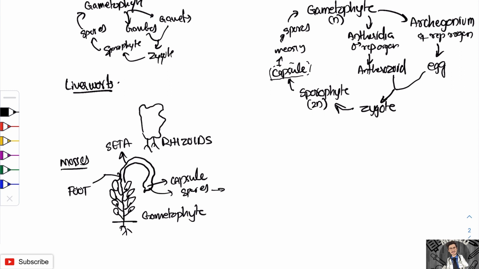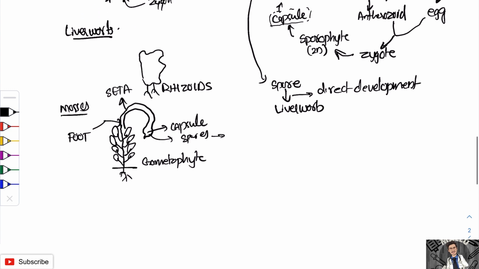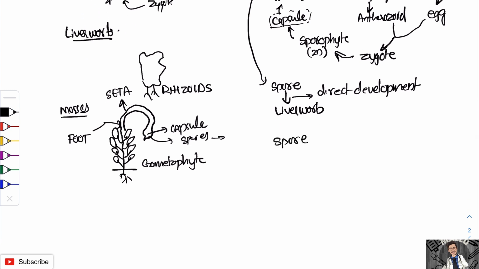All right, and now this spore has got two fates, right? If its fate is to become a liverwort, then it's direct development. But if it has to become a moss, then this spore divides and forms a long branched multicellular structure with buds. We call this the protonema stage of moss.